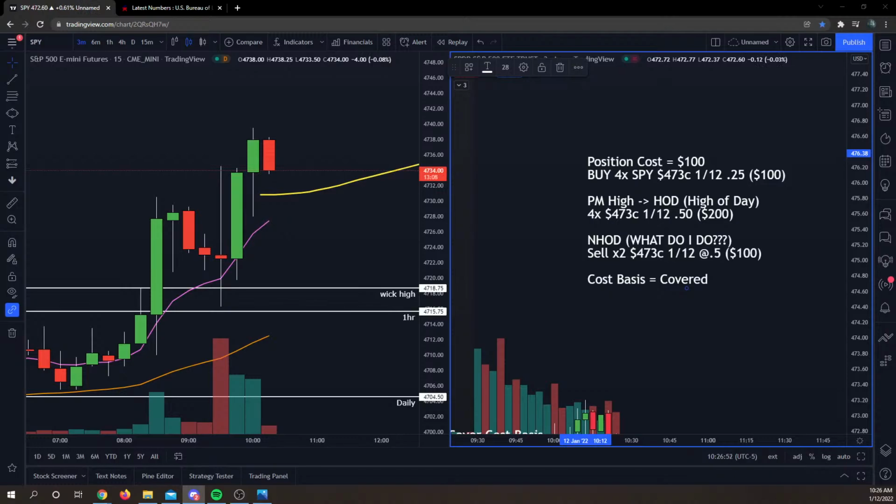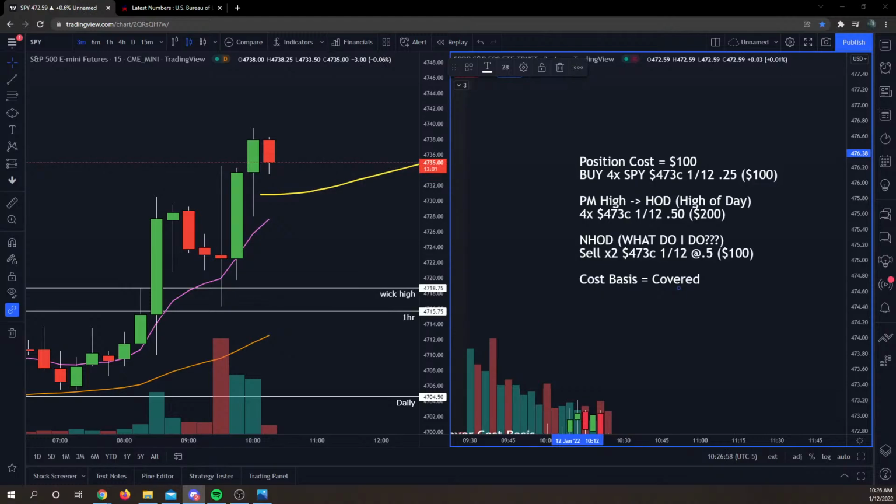Position cost $100. Buy 4 SPY contracts at 473, call 112. Pre-market high to high of day. 4 contracts are now worth 0.5. Okay, that's a 100% return. Your position costs $100 and is now worth $200.